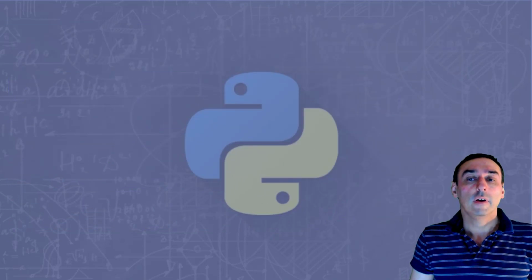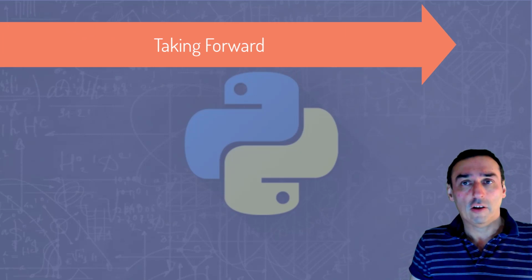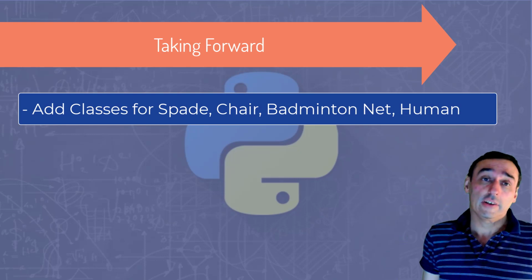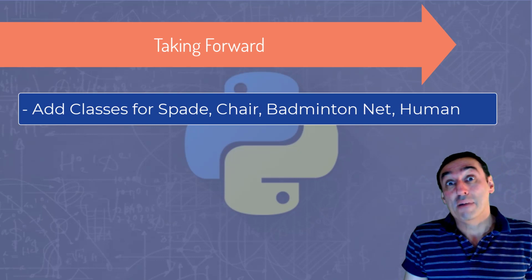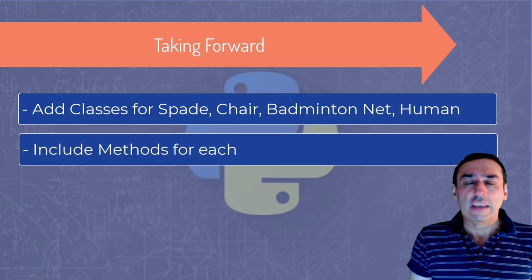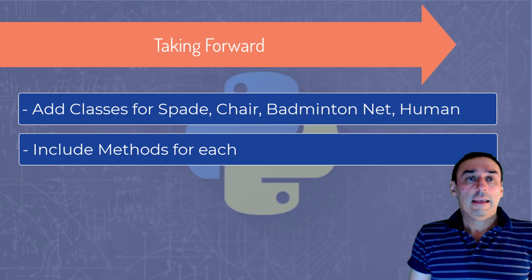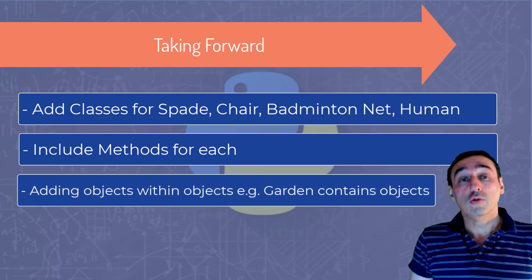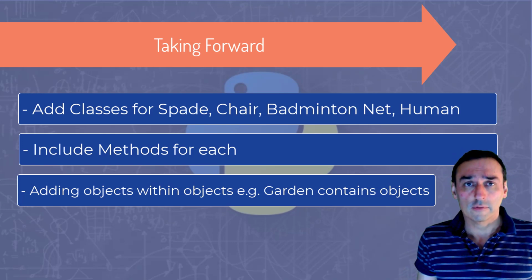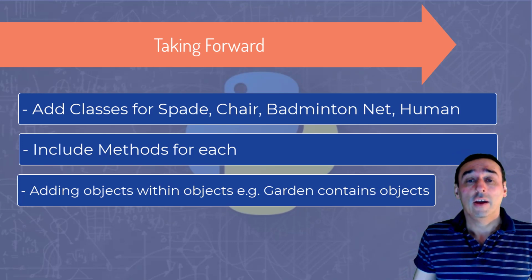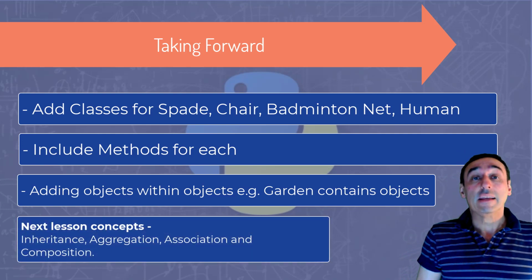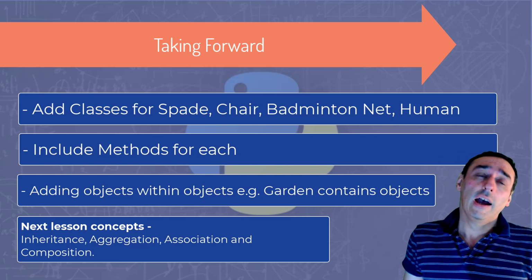And then finally we looked at adding code within methods to do some sort of processing in terms of the program application. Now we could extend this program going forward by perhaps adding more classes in our program, so the spade, the chair, the badminton net and a human, and we could look at the methods for each one of those classes in terms of code and programming, and we could also look at adding all those objects within an object called garden, because we've instantiated the garden class to create an object. Next lesson we're going to look at some of these areas, namely inheritance, aggregation, association and composition.